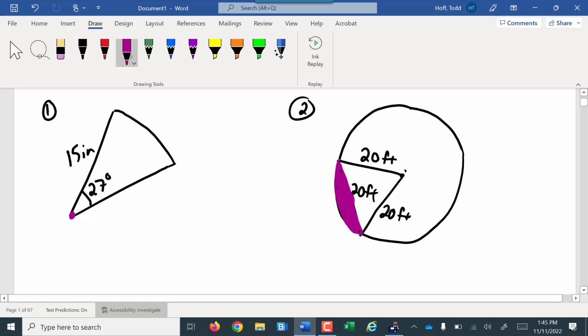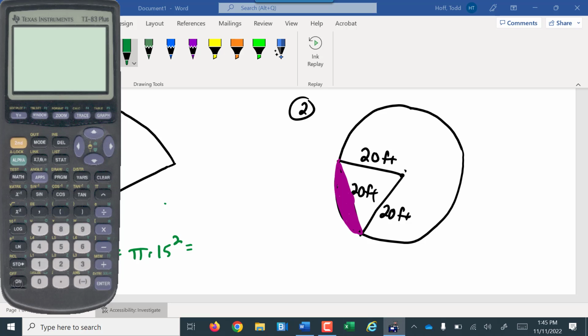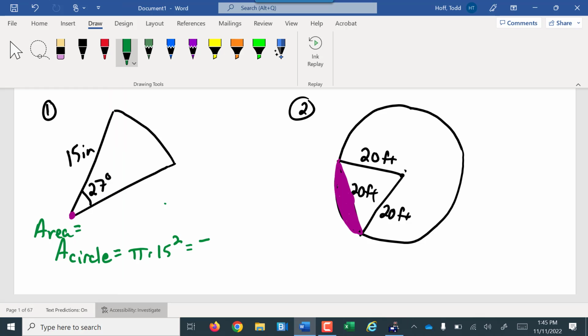So let's start for the area. So you get the area of the whole circle here is going to be pi times 15 squared. 15 squared is what? 225 times pi. There was a day when I could have done that in my head, but we're getting old. Giving us 706.5. That's the area, and that is in square inches of the whole circle.